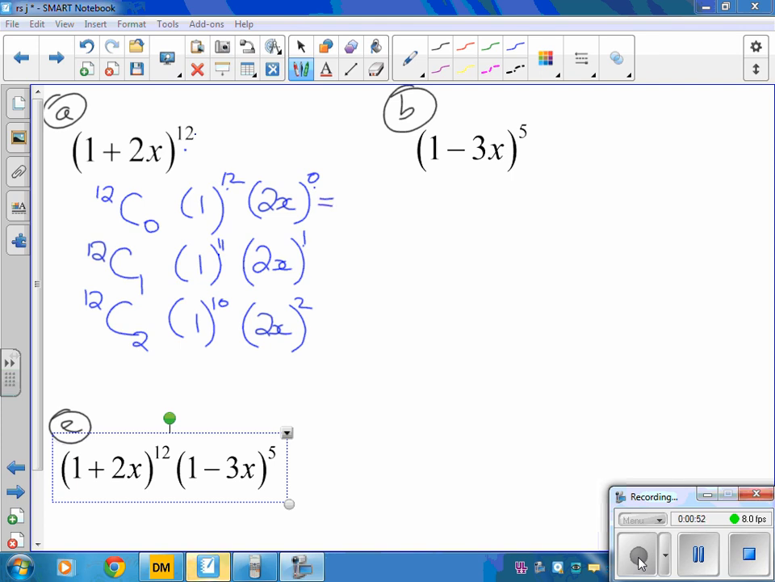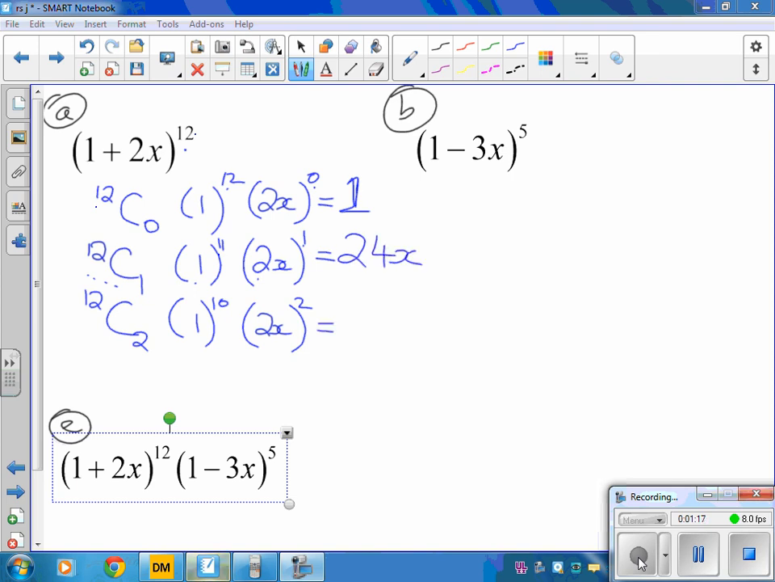Now, I can do this one in my head actually. You tap it in the calculator if you want to, but 12 choose 0 is just 1. 1 times 1 times 1, and anything to the power of 0 is 1. And so this thing here is just going to be 1. This one here, the first bit is 12, 12 times lots of 1s times 2. That one's going to be 24 x's.